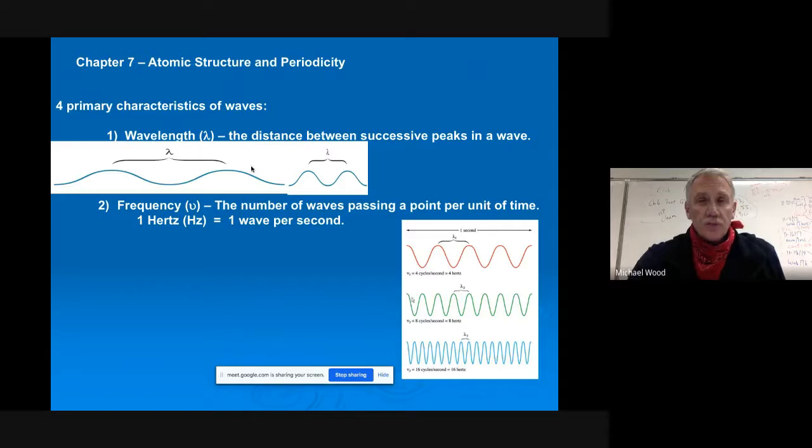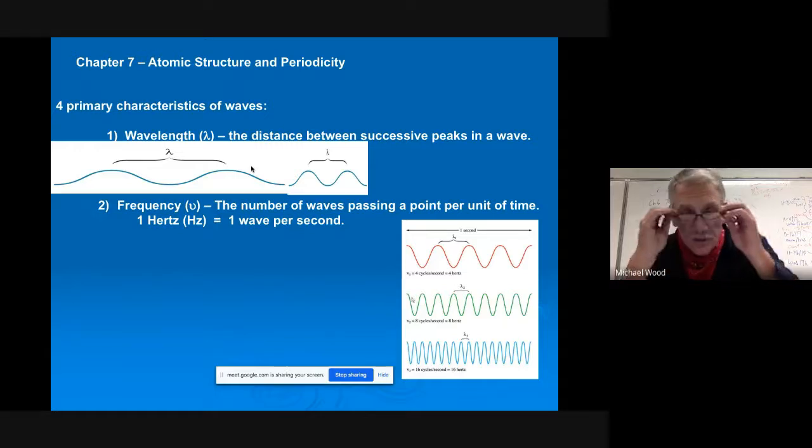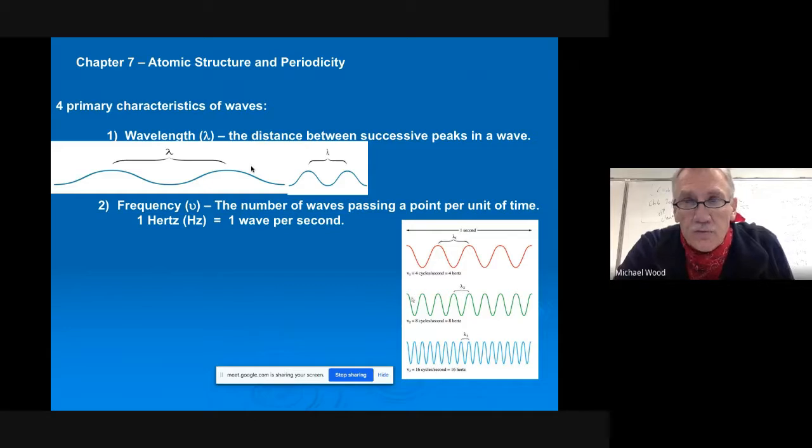And if you look at the picture there on the lower right, you can see the red waves, the green waves, and the blue waves. And you can even see there's, for the red waves, it's 4 cycles per second, or 4 hertz. The green ones are 8, and the blue ones are 16. So how many waves come by a point per certain time? Notice the unit there is a hertz. And a hertz means the same thing as waves per second. So kind of like the rental car company Hertz.